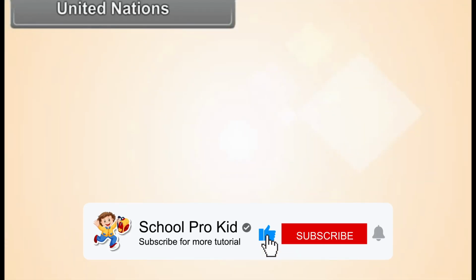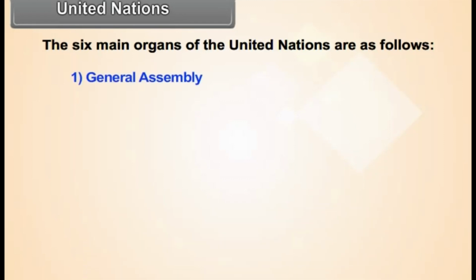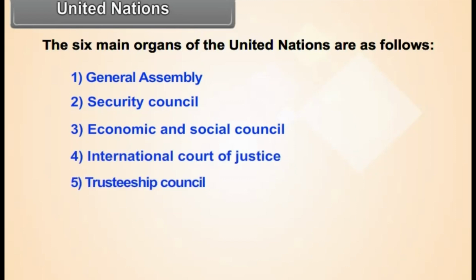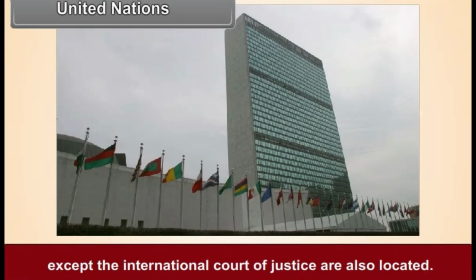Organs of the United Nations. The 6 main organs of the United Nations are as follows. 1. General Assembly. 2. Security Council. 3. Economic and Social Council. 4. International Court of Justice. 5. Trusteeship Council. 6. Secretariat. The headquarters of the United Nations are in New York, where the main offices of all the organs except the International Court of Justice are also located. The office of the International Court is in The Hague in Netherlands.